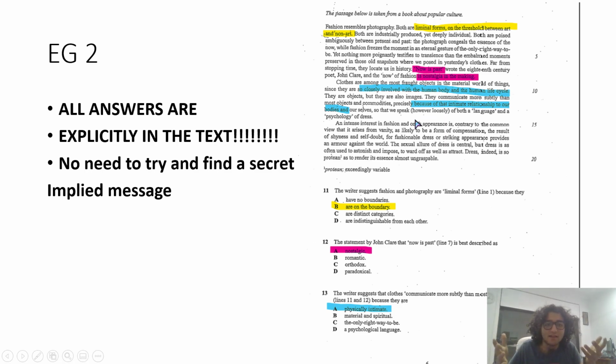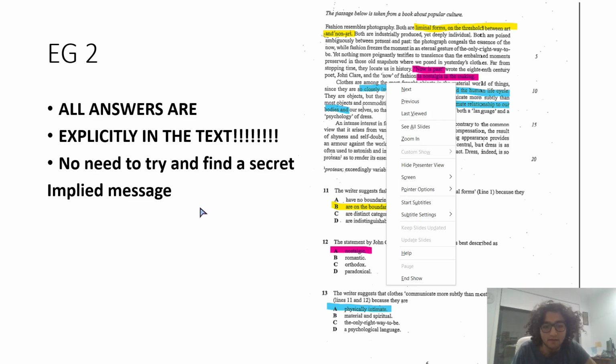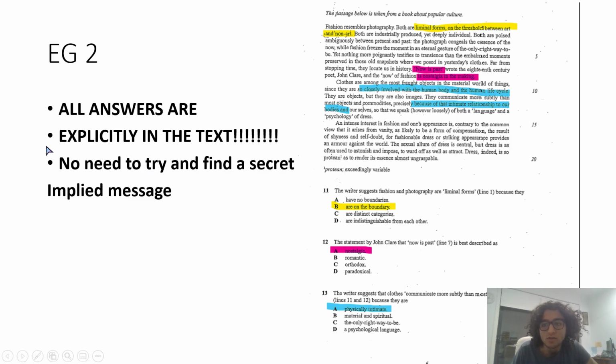It's actually just telling you. It literally says the answer. Why does it communicate more subtly? Precisely because of that intimate relationship to our bodies. Physically intimate. Physically intimate, right? There's no need to try and find a secret implied message. The answers are all in the text.